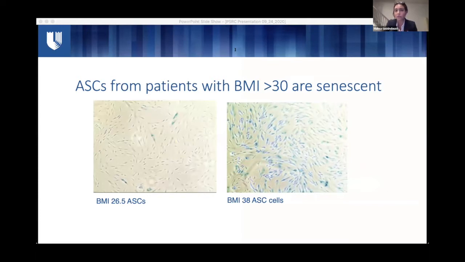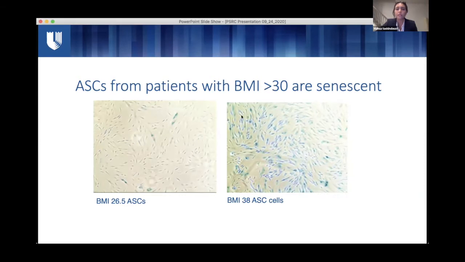In order to assess whether these cells initially were senescent, we measured senescence by using a beta-galactosidase assay, which stains blue. As you can see in these images of the stained ASCs above, on the left is ASCs from a patient with a BMI of 26.5, and on the right are ASCs from a patient with a BMI of 38. These images demonstrate that there's definitely increased beta-gal staining in the BMI of 38 ASCs compared to the ASCs from patients with a BMI of 26.5.